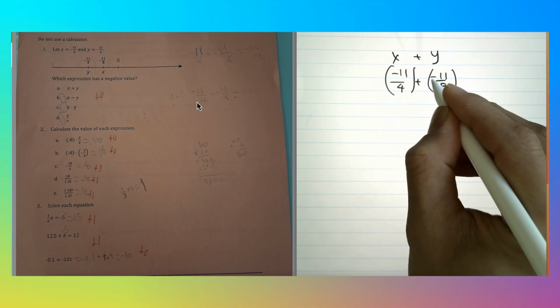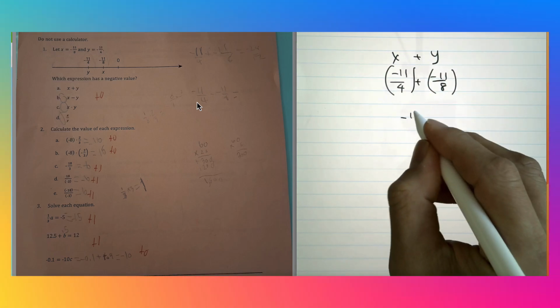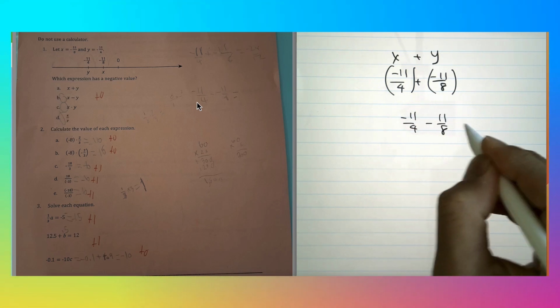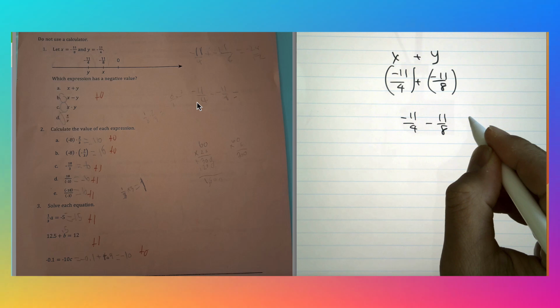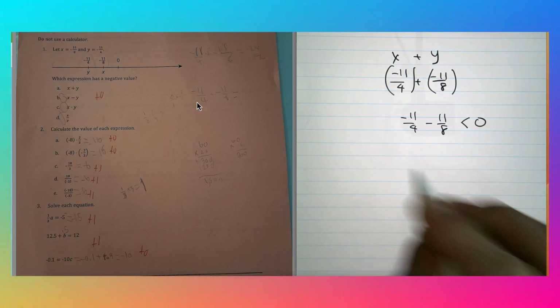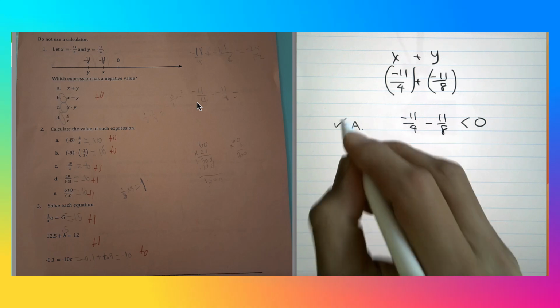Remember that plus and negative together will make it negative. So you have negative with more negative. So that will be negative. So A actually is the answer.